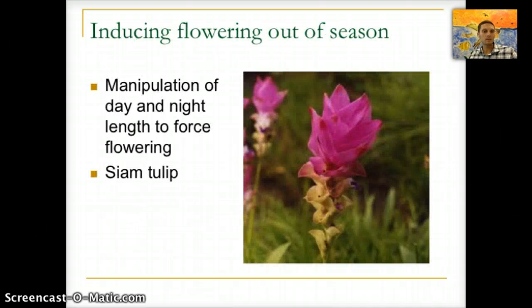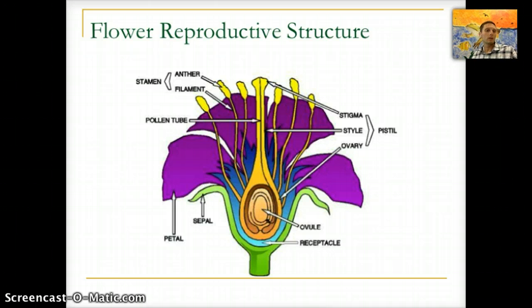So it's also possible to manipulate when plants flower, and this is often done by the presence of some light during the middle of the night, as well as ensuring that the humidity, temperature, and other conditions are fixed. The Siam tulip is an example of this, and it can actually be forced to flower by providing a brief flash or a little bit of light during the middle of the night in the off season of when it typically would flower, which is usually in the rainy spring season when there's a longer day.